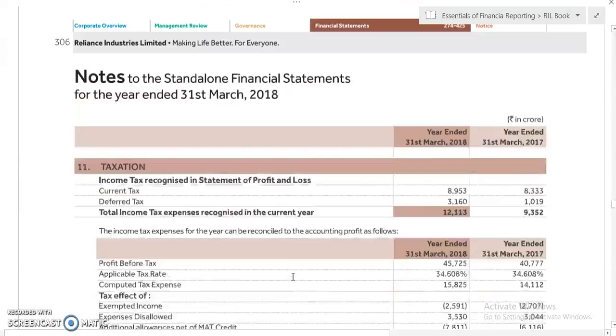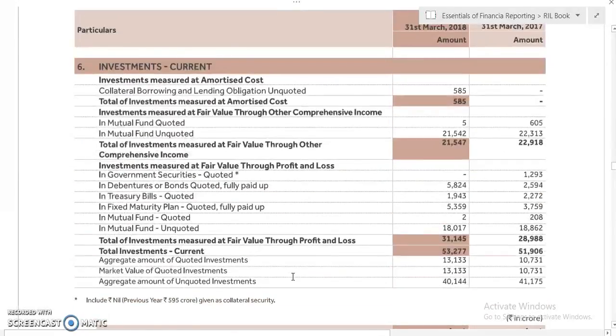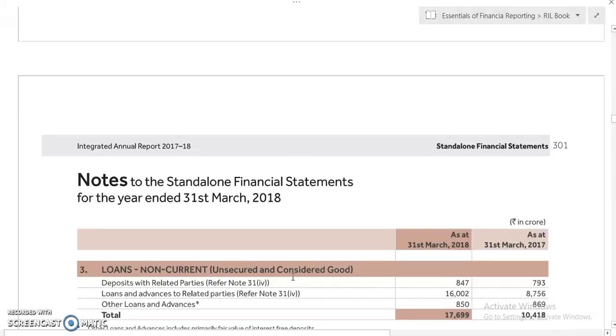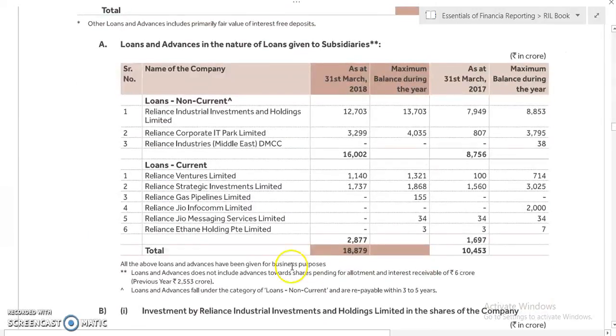$16,000. Sorry, we are moving too fast. My mistake. Here, $16,002. So they have given the loan to Reliance Industries Investment and Holdings, Reliance Corporate IT Park. So this is how their loans are given to their own internal parties.